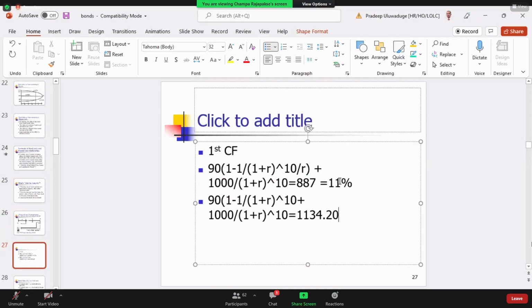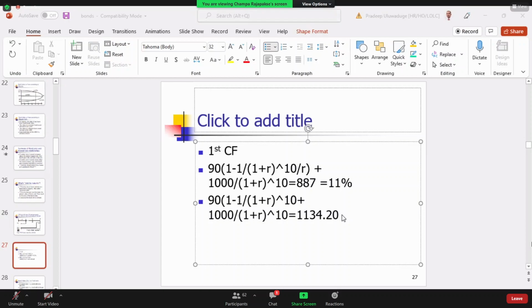Should it be greater than 11% or less than 11%? Yes, very correct. It has to be something less than 11%.